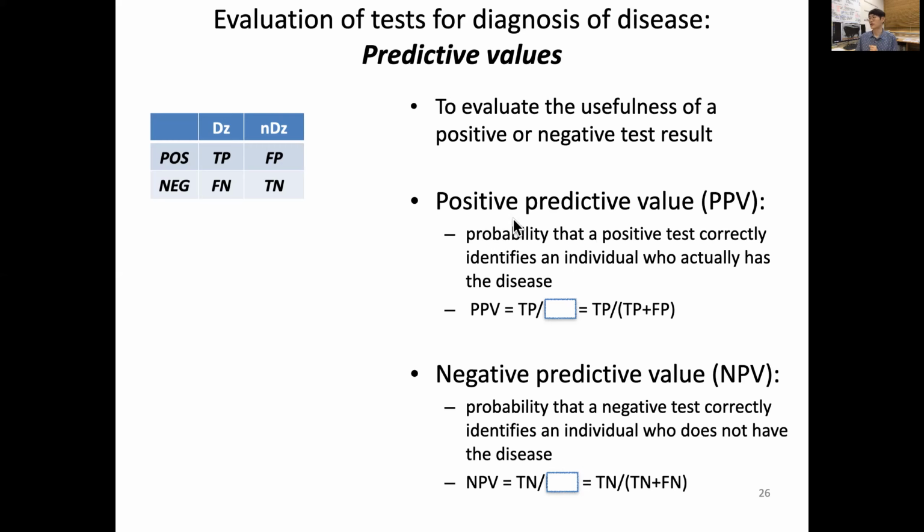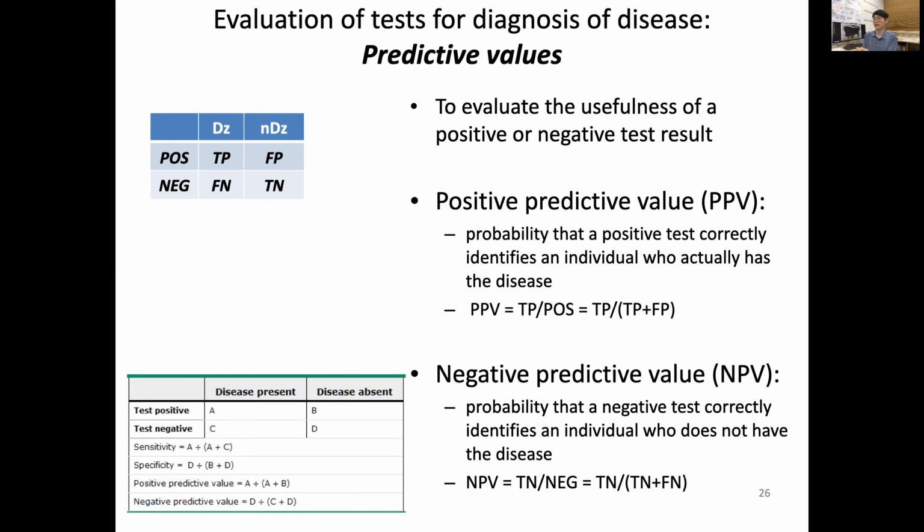The positive predictive value, or PPV, is the probability that a positive test correctly identifies an individual who actually has the disease. PPV is defined as the number of true positives out of all the positives. Does it make sense? Because given a positive, we are curious how many are truly positive. Likewise, the negative predictive value is, out of the negative test results, how many are truly negative with no disease. It is the probability that a negative test correctly identifies an individual who does not have the disease.